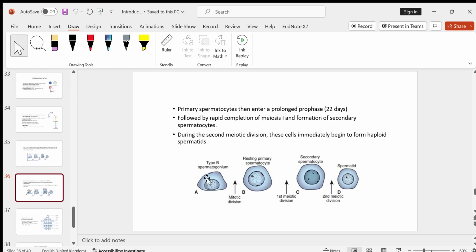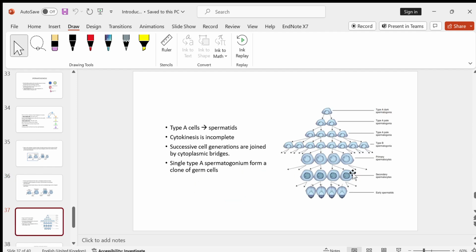Initially the primary spermatocytes enter into a prolonged prophase that is exactly 22 days. This is followed by the first meiotic division and formation of the secondary spermatocyte. So in this picture, we can see that type B spermatogonia that have the maximum mitotic activity undergo mitosis, and they form a primary spermatocyte that remains in the prophase for 22 days. Then the first meiotic division occurs and a secondary spermatocyte is formed. After that, a second meiotic division occurs and a spermatid is formed.